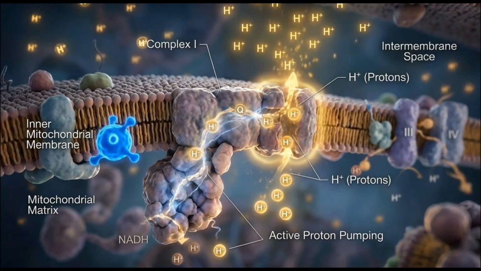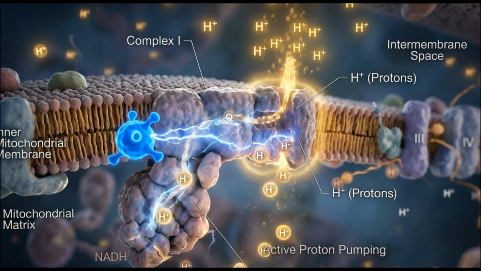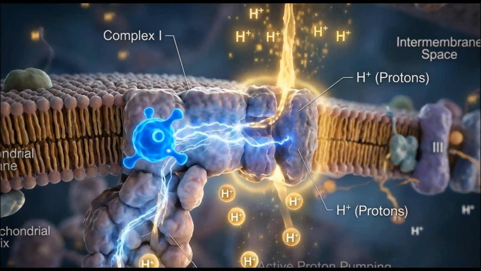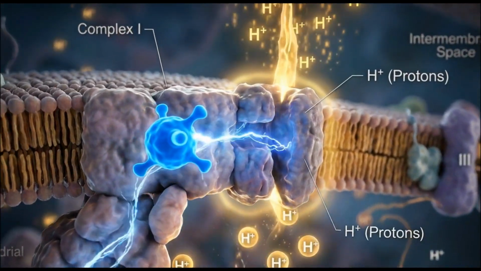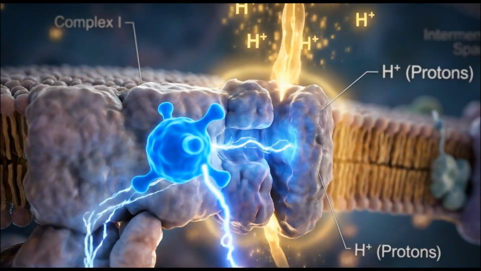Today we'll be talking about electron transport chain processes. Stay with me on this. Inside the living mitochondrion, NADH arrives at complex 1. Electrical energy crackles as protons are pumped across the membrane. This begins the electron transport chain, powering the cell.